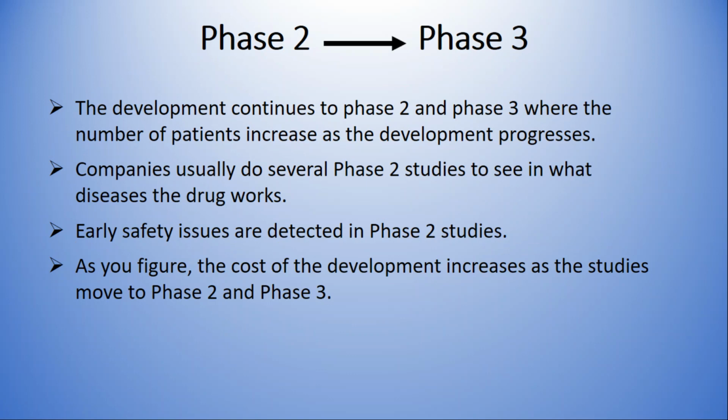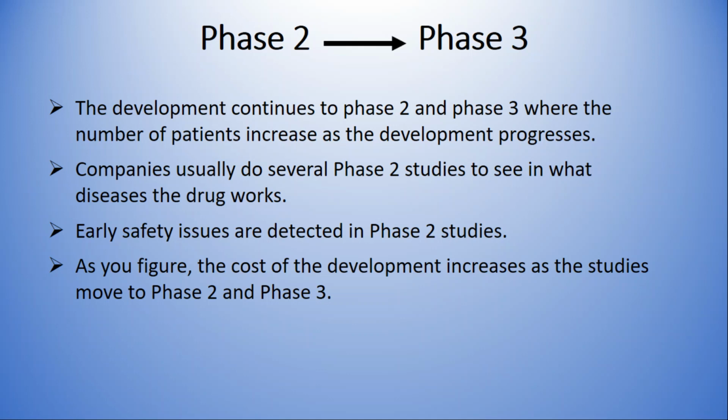After you've done phase 1 in healthy volunteers and you know what doses are effective, the company is ready to take the drug to patients who have that disease. It's called phase 2 studies, and they have more patients than phase 1 studies. What companies usually do here is several phase 2 studies to figure out if the drug is effective in different diseases. That's very common: they look at different patient populations and do several phase 2 studies to find out if the drug is safe and effective.